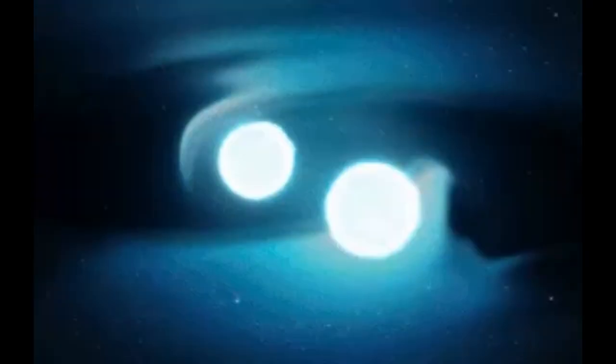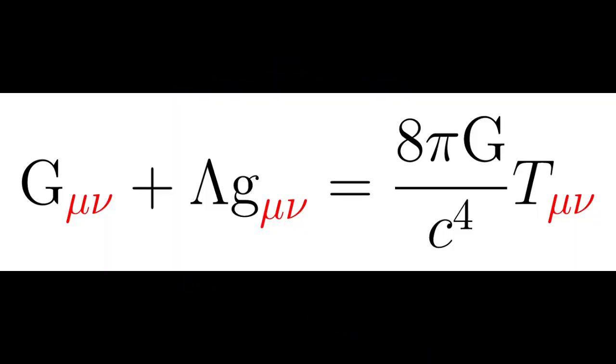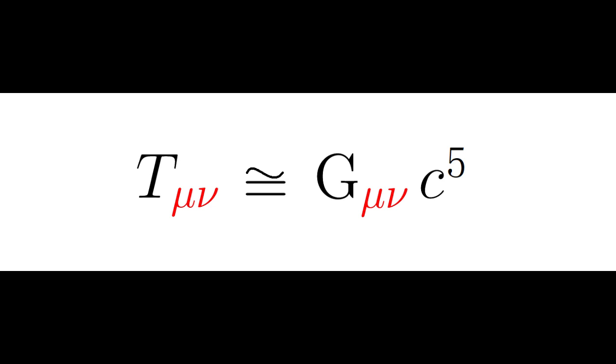To understand why gravity is weak, we need to look at Einstein's field equations in his general theory of relativity. These equations describe how matter and energy interact with the fabric of spacetime. The equation looks like this. Now let's simplify this equation to understand it better. We can approximate it as the following.